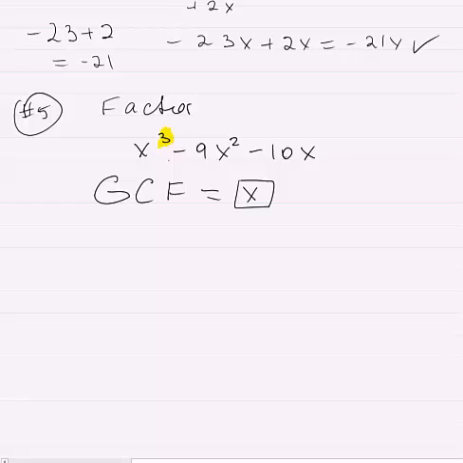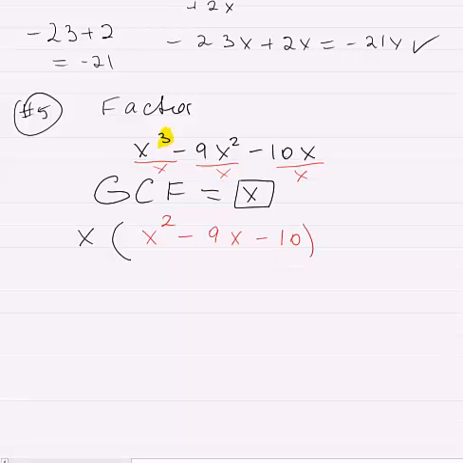So what do we do? As before, we're going to take the x out first. That means we're going to take every term of that polynomial and divide it by x, by the common factor. And then in red, what do we have left? X squared minus 9x minus 10. And this right here is the quadratic polynomial.